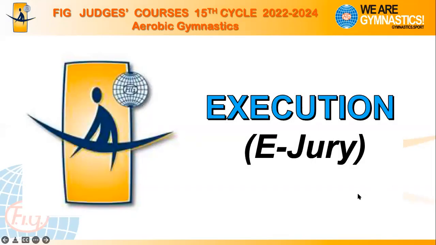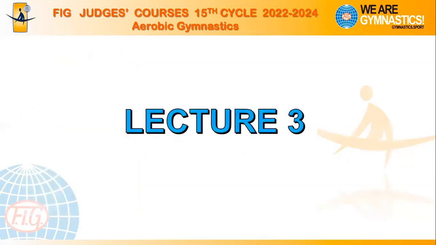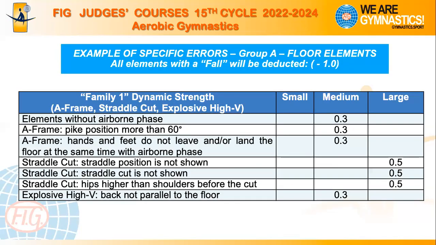Okay. Now this is execution 3 and lecture 3, and it's now going into specific errors. What we saw earlier in lecture 1 and lecture 2, we were just giving you some general information, but this one is specific, exactly what happens in each group and family and in some of the elements. But again, these are examples, okay? All elements with a fall will be deducted 1.0 immediately. Although we said 0.8 maximum, if you have a fall, that's clear, 1 point immediate. No more than 1.2 or 1.1, okay?